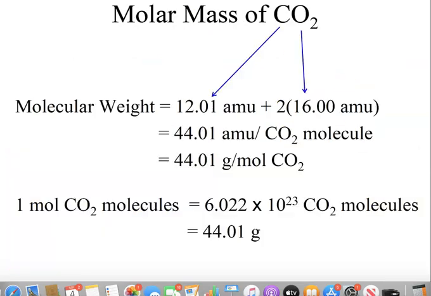All right, molar mass of CO2. I know you could probably do this in your sleep. What would be the mass of a mole of CO2? Well, we figure out its molecular weight, and we get 44.01 atomic mass units per molecule. And we know that 1 mole of CO2 molecules is this many molecules, 6.022 times 10 to the 23rd CO2 molecules. What's its mass? The molar mass is 44.01 grams. Hopefully that's a review for you.